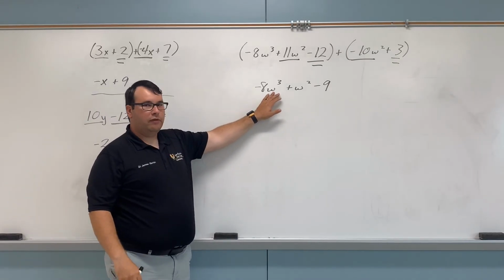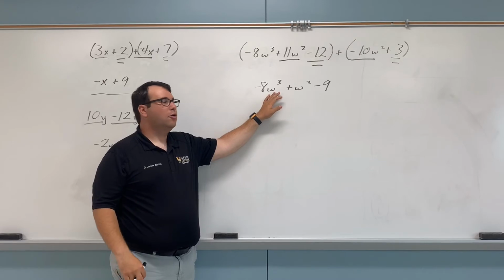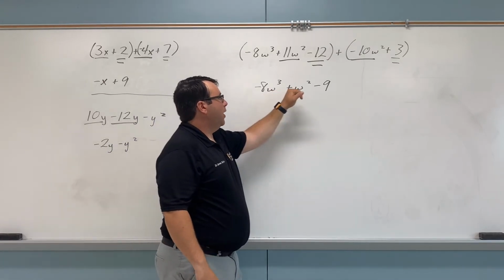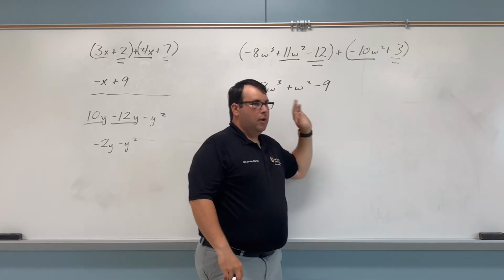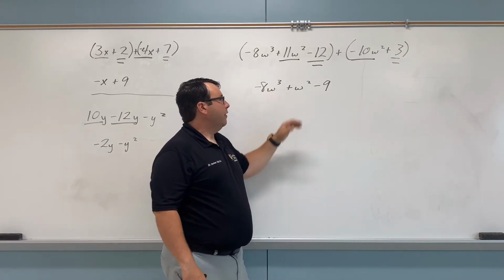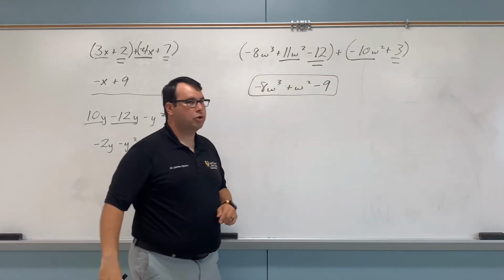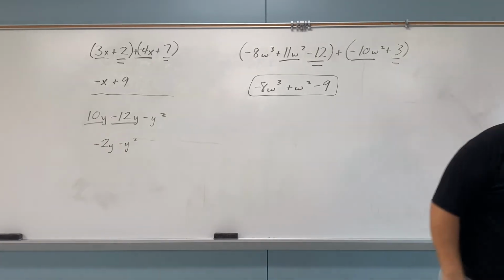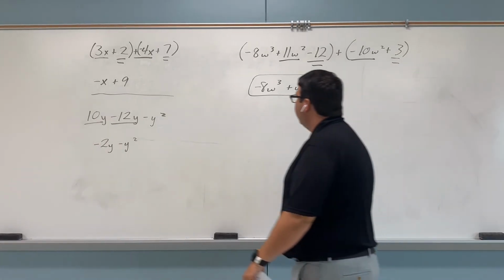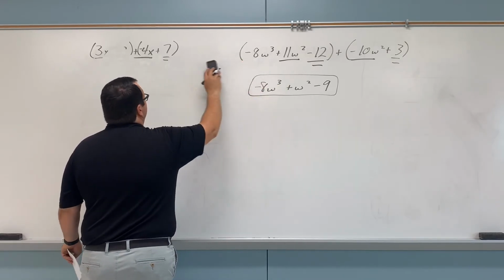At this point, always ask yourself, is there anything else that you need to do? I have a w cubed, I have a w squared, those are not like terms, and I have a constant value. There are no like terms here. This would then be your solution. Okay, not too bad, especially for that first example, really going into several terms combining together.